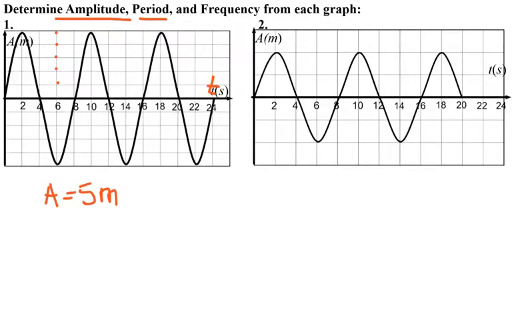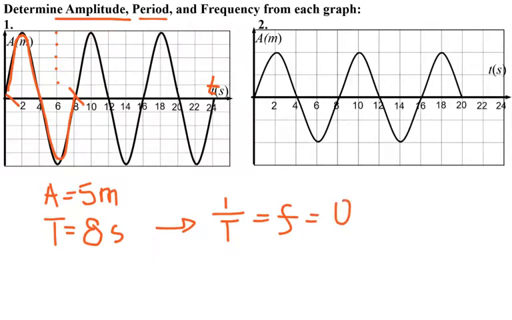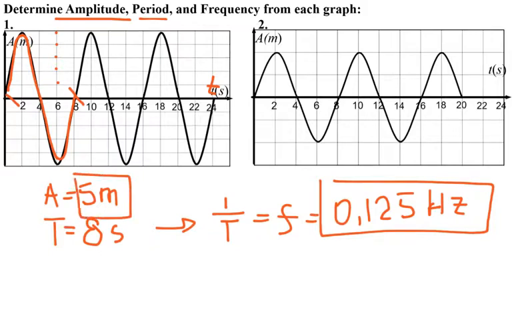The period is from crest to crest, or from trough to trough. So I'm going to take it from crest to crest. So here is my period, or I can take it from the point where it starts to go up from the equilibrium to where it starts to go up from the equilibrium again, so from this point to that point. So I see that the period is 8 seconds. The frequency is 1 over the period, so that is how I find the frequency. So the frequency is 0.125 because I have to divide by 8, and frequency is measured in hertz. So I found these 3 things so far.